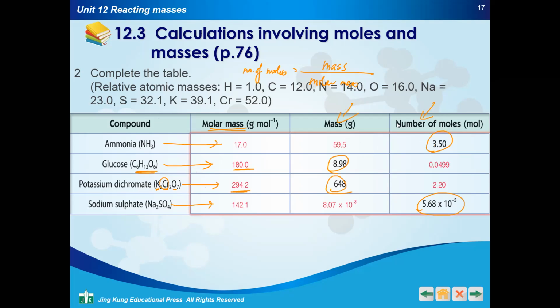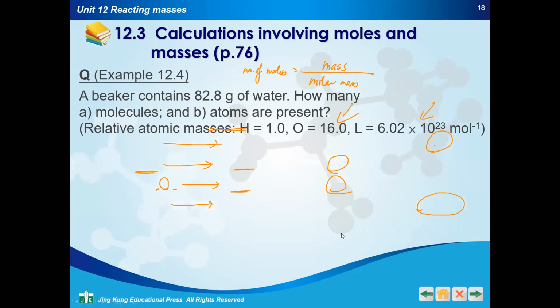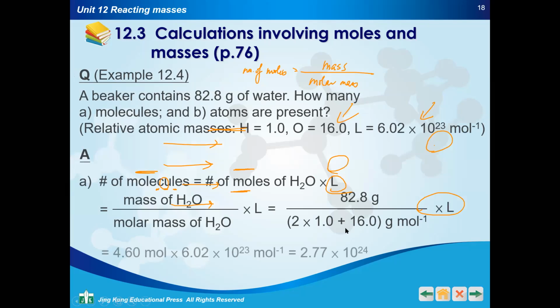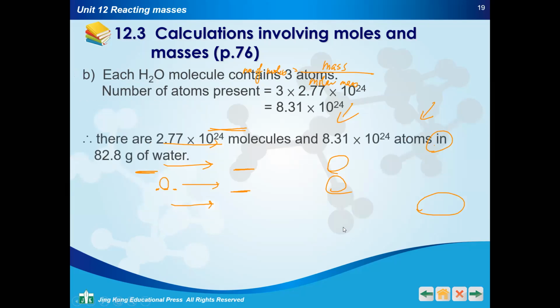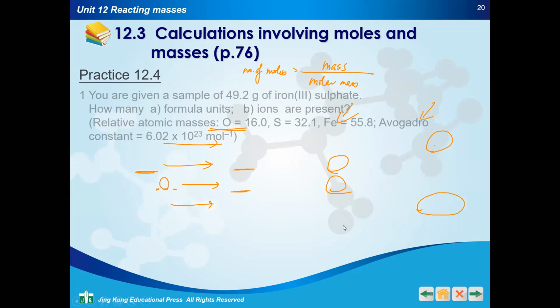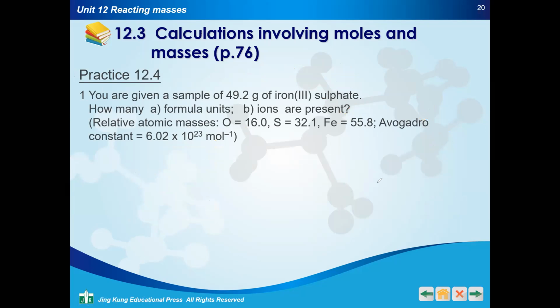So, to conclude today's lesson, I would like to give you the final task. It is class practice 12.4. What is that? You are given a sample of 94.2 grams of iron(III) sulfate. How many formula units are there? How many ions are there?